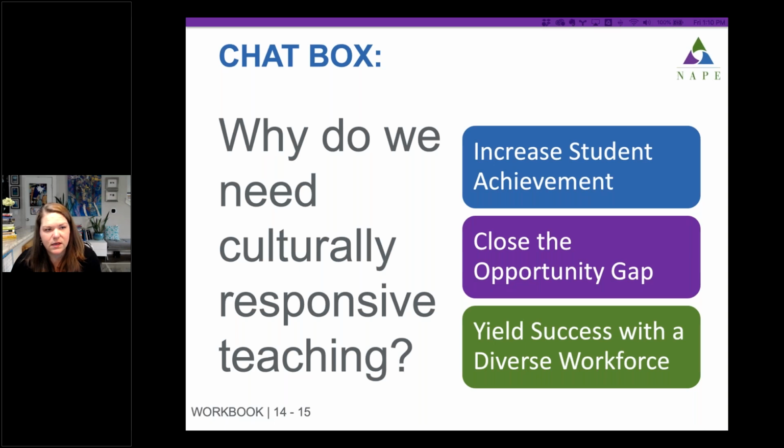So I can go ahead and jump forward here. As some of you have noted, this is really critical. It's not just because, well, first of all, it's the right thing to do, right? As educators, when we signed up for this life, we decided that we wanted to serve every student. And it's our job, our responsibility to figure out how we do that. This is a really big piece of that. And certainly when we begin to teach in a culturally responsive way, we see that our students do have increased achievement.